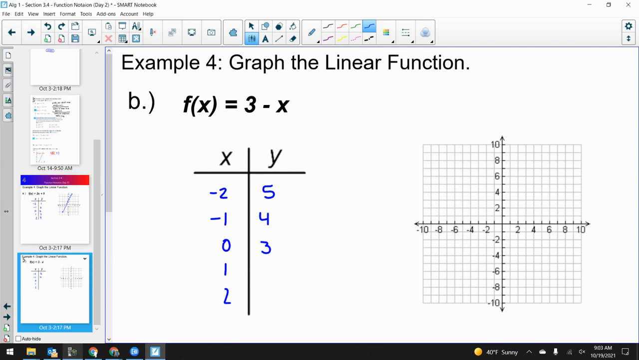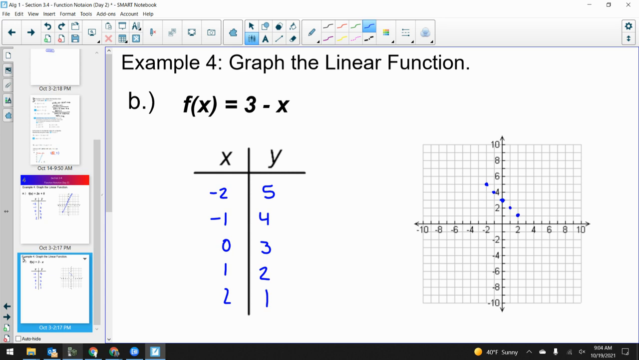But again, now notice, what's the pattern in my y values? Yep, minus 1. Let's keep going. 2, 1. Let's just plug in 2 just to make sure. 3 minus 2, oh yeah, that's 1. You should always see a pattern like that, especially if you use negative 2, negative 1, 0, 1, 2. So we say negative 2, comma 5, negative 1, comma 4, 0, comma 3, 1, comma 2, 2, comma 1.